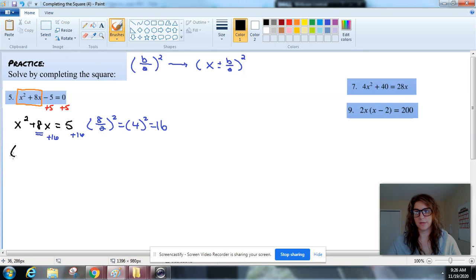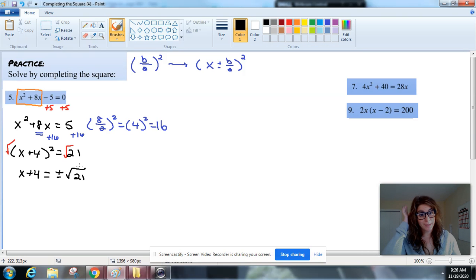I can use my shortcut. This will be x plus 4 squared. 5 plus 16 is 21. And again, from here, I'm going to solve. Now, when I solve this one, it's not going to be as pretty, but that's okay. I have x plus 4 equals plus or minus the square root of 21.